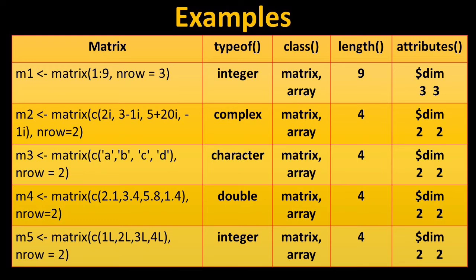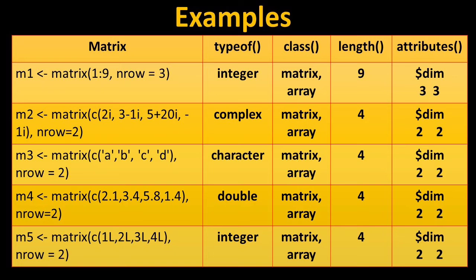Further, if we have created fourth matrix M4 with the numeric elements, the type of M4 would be double. Class would be matrix and array. Length will give us 4 as 4 elements are there, and attributes will tell us that the M4 has 2 dimensions, that is 2 rows and 2 columns.